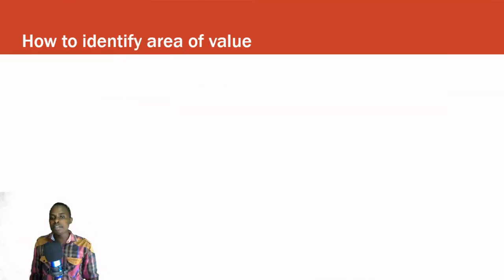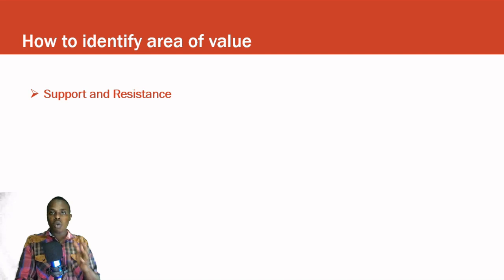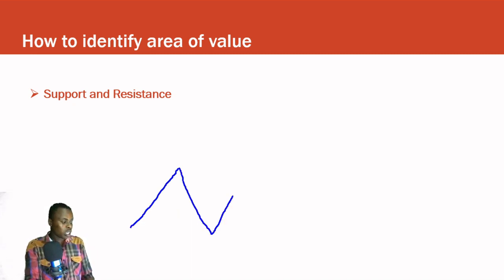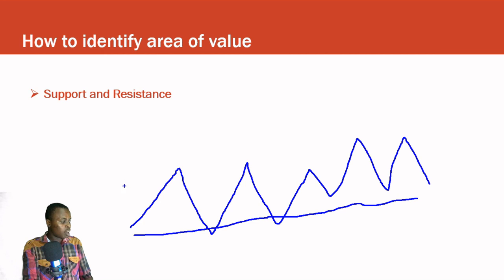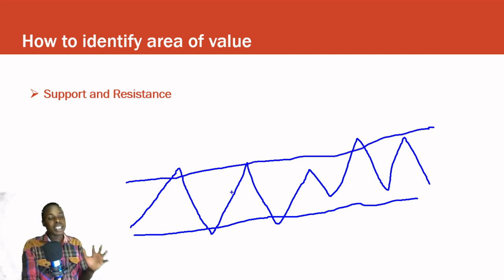So how do you identify area of value? One of the best ways to identify area of value is support and resistance. And why do I say this is the best? As I said, most people know about support and resistance. Most people trade using support and resistance, right? So what is support and resistance? Support and resistance are areas in the market where prices are likely to reverse. So for example, we have our market which looks something like this, right? Moving up, down, up, down, up, down, and then we end up having a level like this. We can say that this is a support and resistance level.